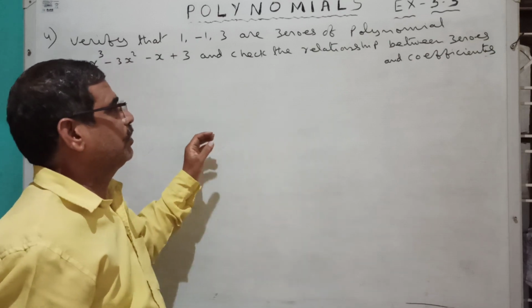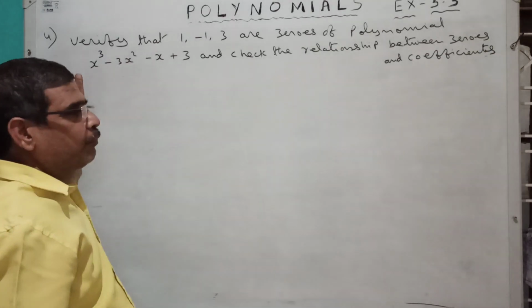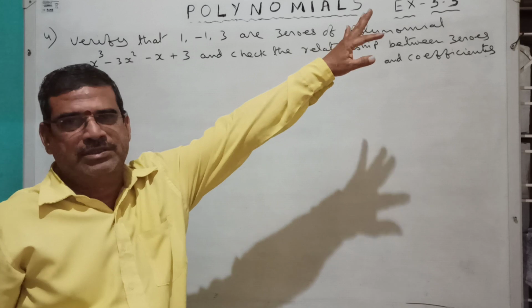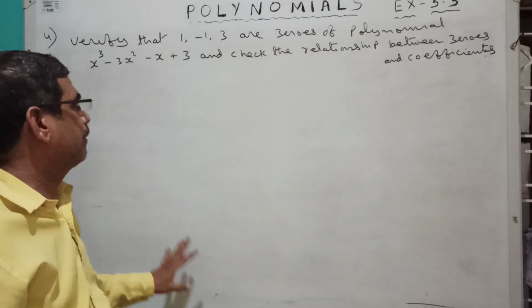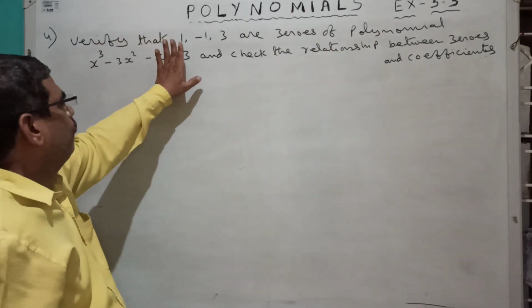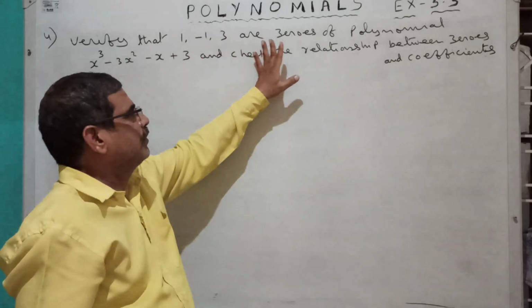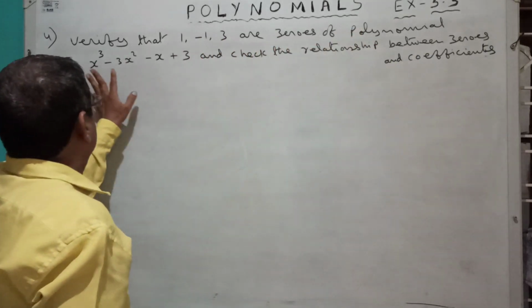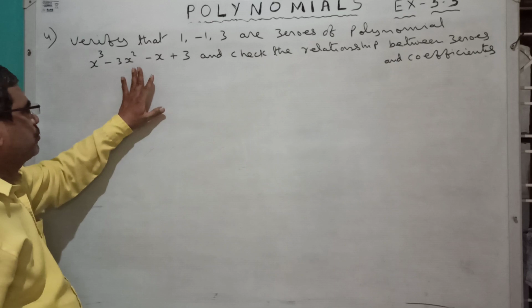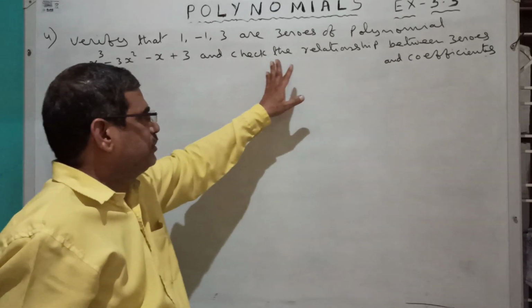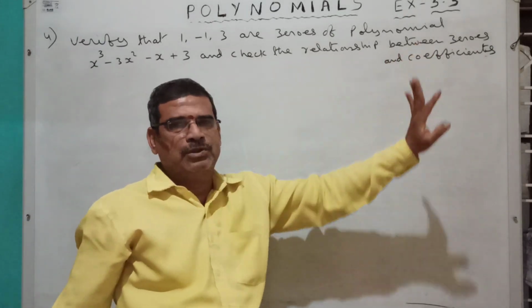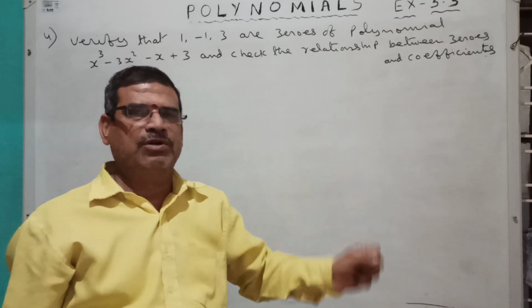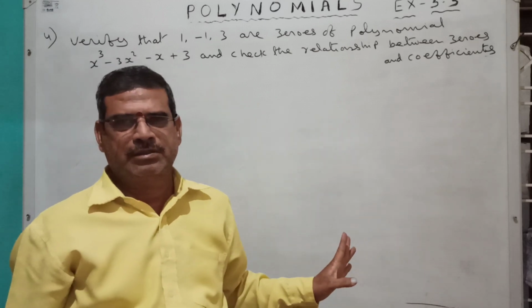Okay? So now I am going to explain the fourth question of exercise 3.3 in polynomials. Verify that 1, minus 1, 3 are zeros of the polynomial x cube minus 3x square minus x plus 3 and check the relationship between zeros and coefficients. This is one of the most important questions.